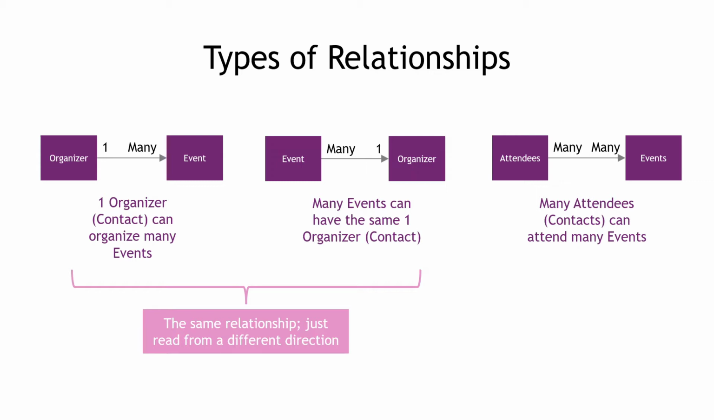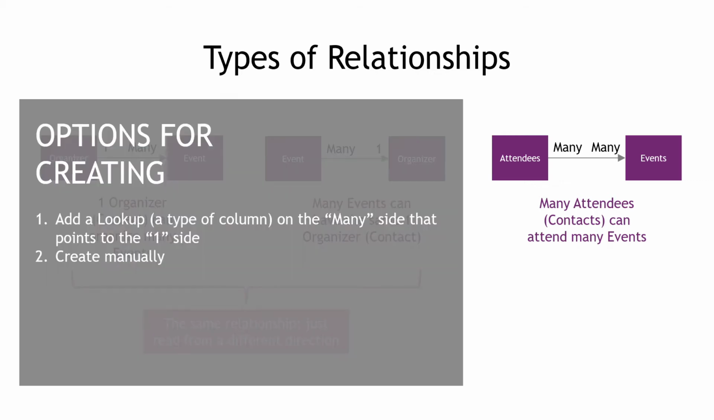But let's talk about how to create these. For the many-to-one and one-to-many, you have two options. The first option is the one I like to use, which is to add a lookup field, which is a type of column. You add that on the many side, or the many table, and you point that to the one side of the relationship.